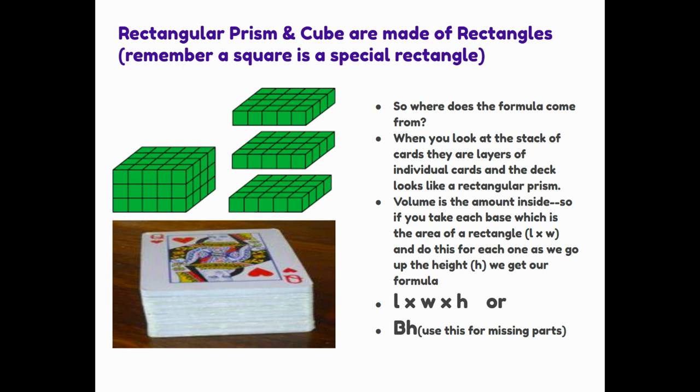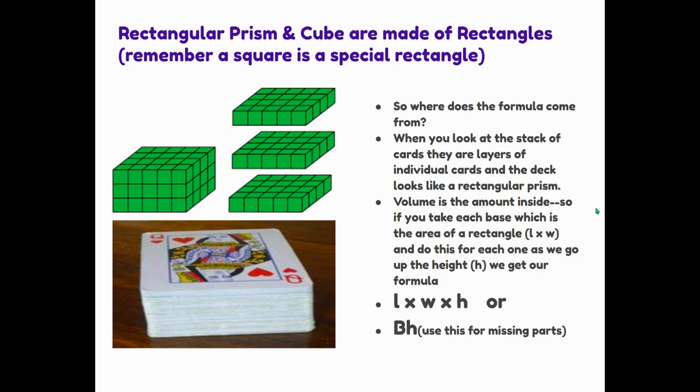So where's the formula come from? Well, when you look at the stack of cards or paper, there are layers of individual cards. It would be layers of individual paper. And if you stack them high enough, it looks like a rectangular prism. So volume is the amount inside, so it's the stacks. How much the stacks make. So if you take each base, which is the area of your rectangle, length times width, and you account for how much you're going up, your height, we get our formula, length times width times height, or that capital B times H. I like to use this for missing parts sometimes.